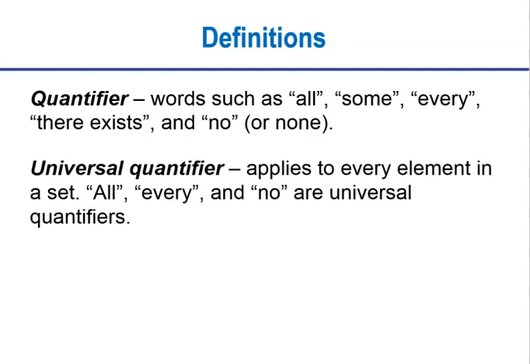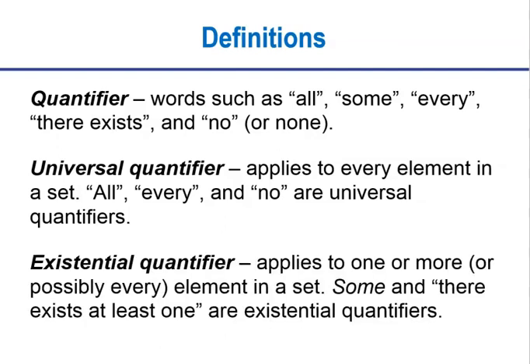And there are 2 types of quantifiers. One of them is called a universal quantifier. Universal applies to every element in the set, so when you're talking about everything or nothing at all. So all is everything in the set. Every is everything in the set. No is none of the values, or none is none of the values. So those are all called universal quantifiers.